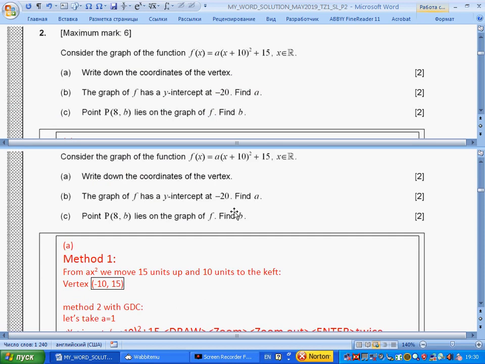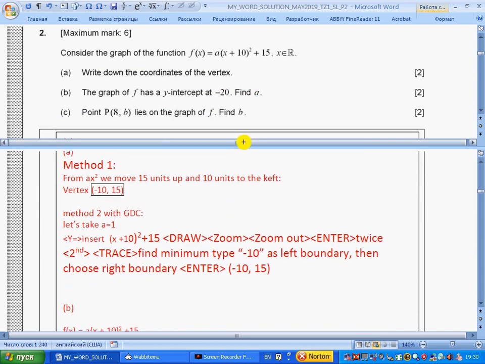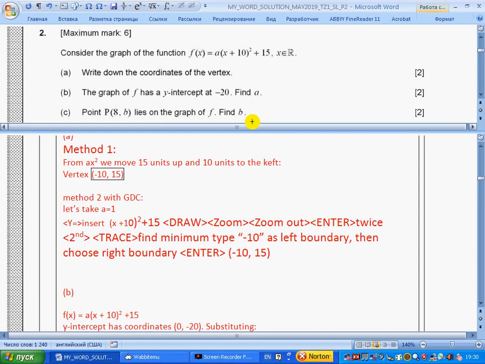Next question. Consider the graph of a quadratic function. Write down the coordinates of the vertex. Method 1. If we compare our function with ax squared, we see that for our function we move 15 units up and 10 units to the left. As a result, the vertex at 0, 0 moves to this position.